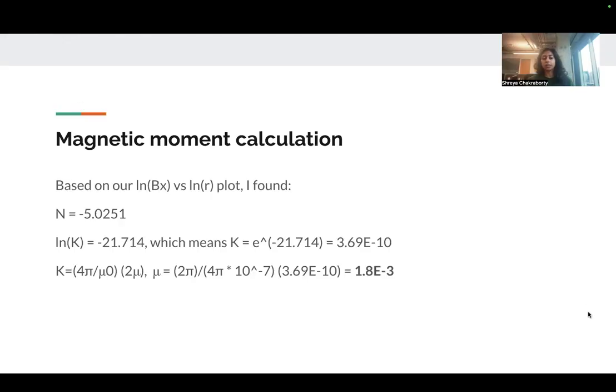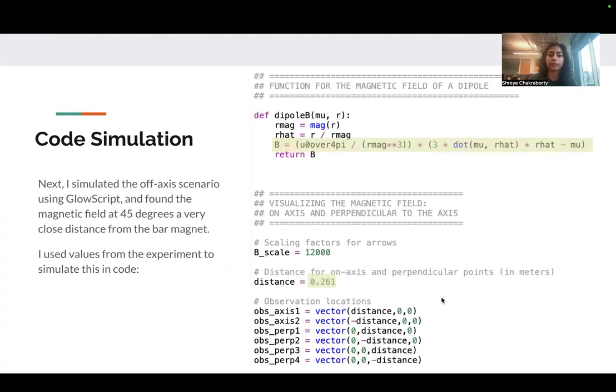So we calculated essentially the magnetic moment. To do this, we found K using that first equation in part one. We also found n, which was the slope again. And we used that relationship equation that I talked about earlier to get 1.8 times 10 to the negative 3 for the magnetic moment of the magnet.